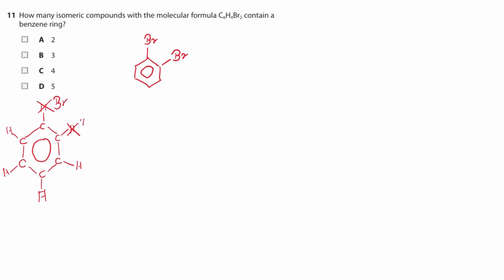Now they are asking how many isomers we can have in this molecule. So one thing we can have is we can keep these two bromine atoms very close to each other. That's what they have done. So I have a bromine atom here and here. They are very close to each other. Second, I can have this arrangement: I can have a bromine atom here, and then I can have a gap and have the bromine atom on the next carbon.